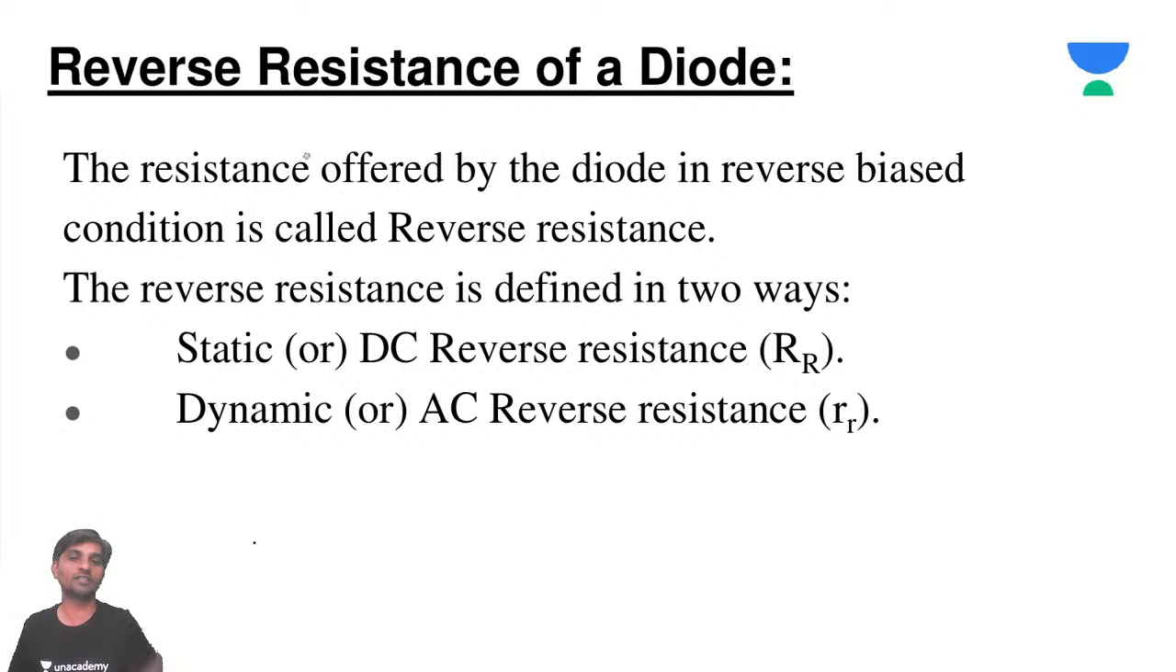Now, the reverse resistance of a diode. So far we have discussed the forward resistance of a diode. Now we will discuss the reverse resistance of a diode. What do you mean by reverse resistance of a diode? The resistance offered by the diode in the reverse biased condition is called reverse resistance. Again, there are two types of resistances: static resistance (RR) and dynamic resistance (small r R).